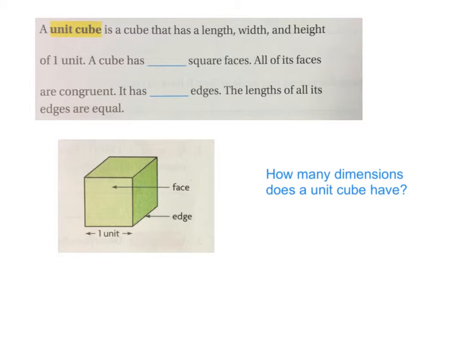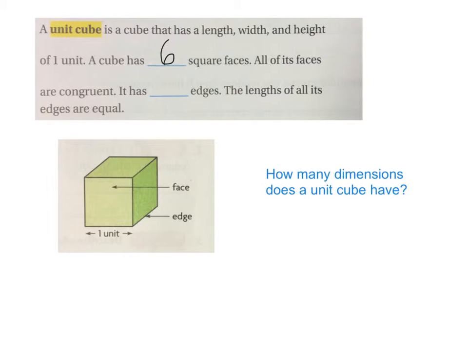I want you to start taking notes, and today the first vocabulary word we have is unit cube. A unit cube is a cube that has a length, a width, and a height of 1 unit. A cube has 6 square faces. Go ahead and write that in your notes. All of its faces are congruent. What does congruent mean again, Rashika? It means same. So all of its faces are the same square. Would you agree? Of course, we're going to ignore the little indentations and the knobs, okay?